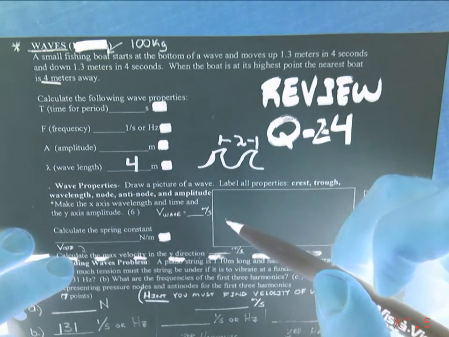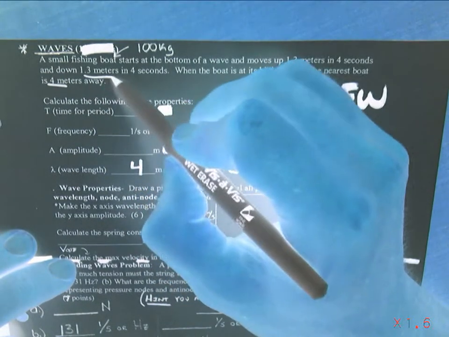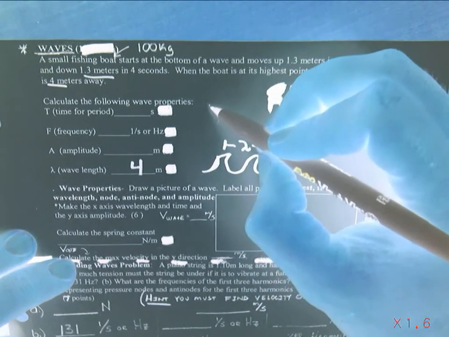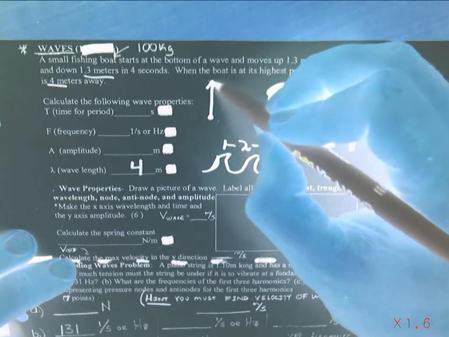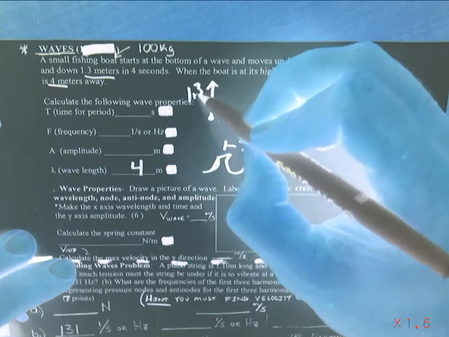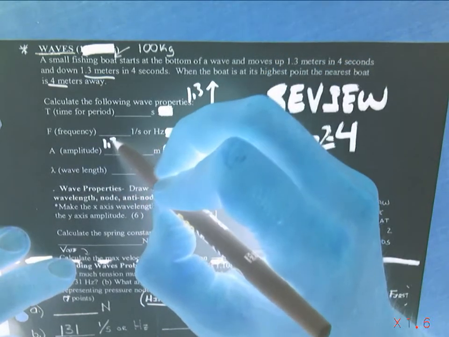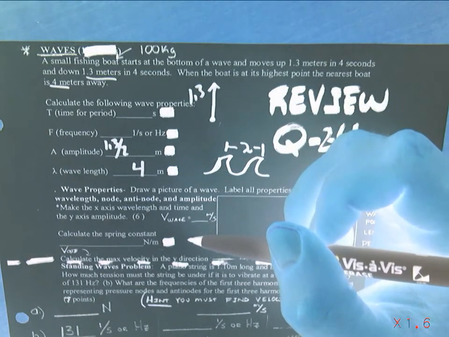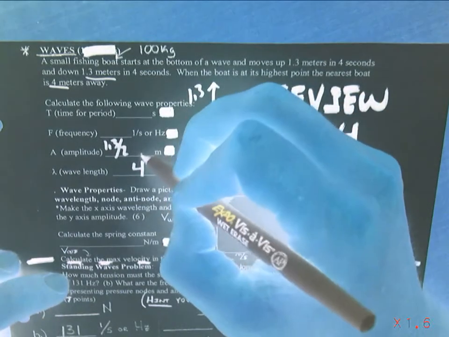Amplitude, maybe not as easy as you might think. 1.3 meters, that's the distance that the boat goes up and down. So it starts at the bottom, goes to the top, 1.3 meters. So we want to take 1.3 divided by 2. That'll be our amplitude. So 0.65.